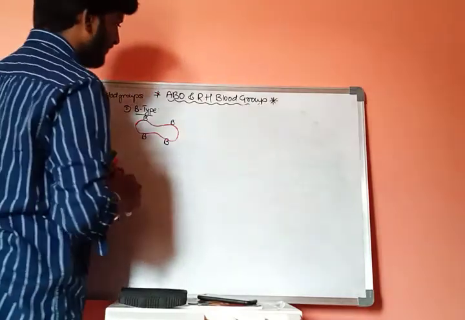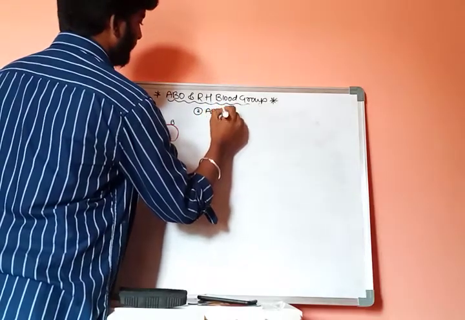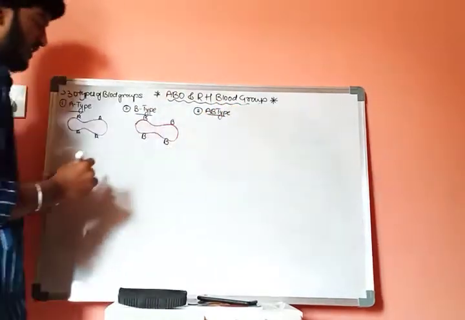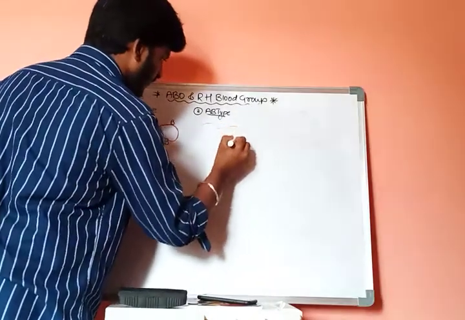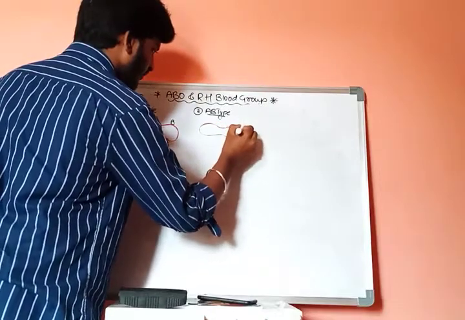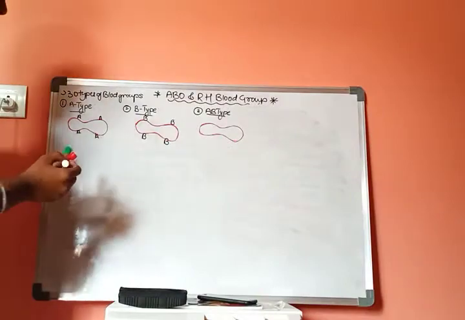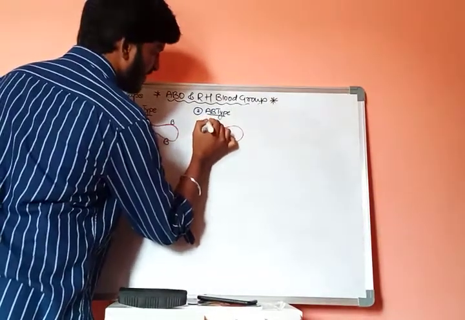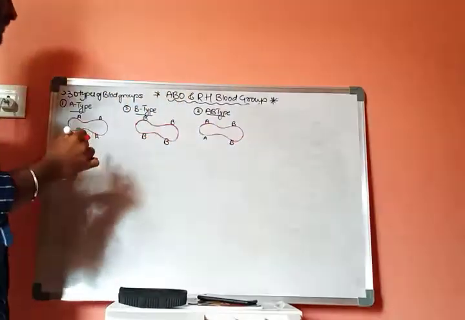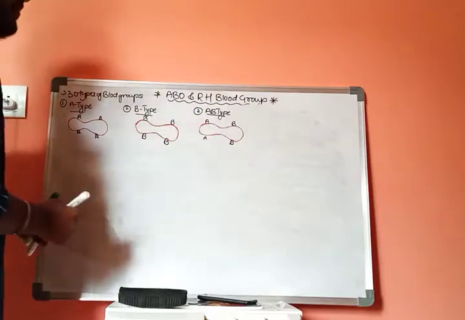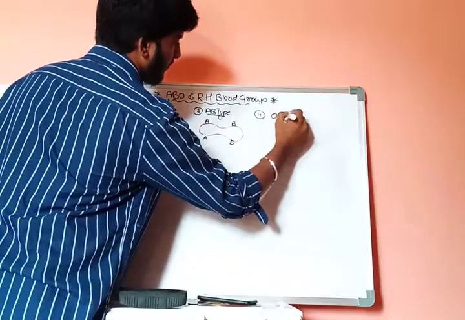And the third type is AB type. This type of blood group consists of RBC that contains two types of antigens, that is A and B. This is about the third type, that is AB type, and the fourth type is O type of blood group.